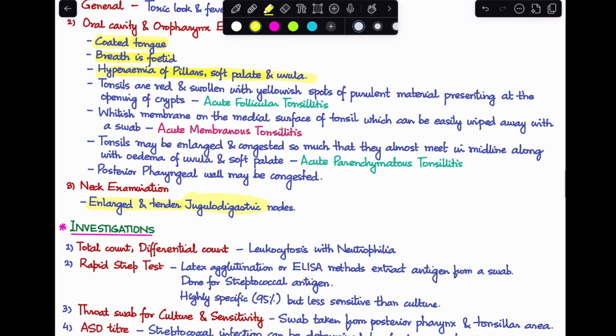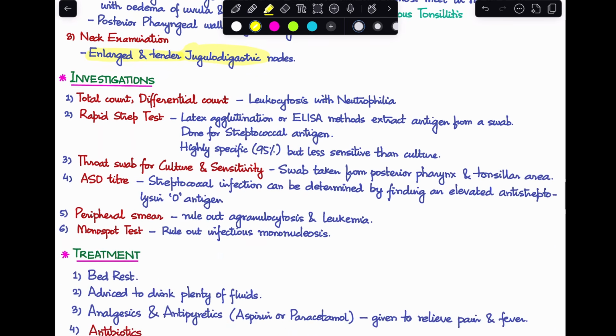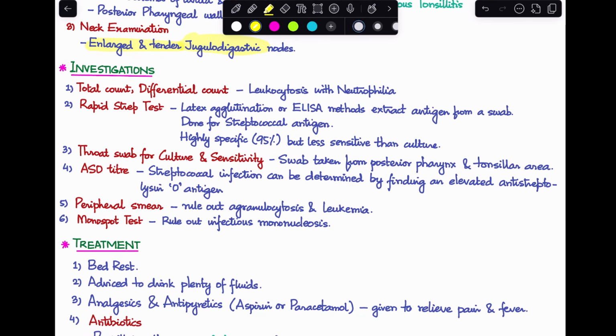Next, how do we investigate the case? Now, most of the time, you just make a clinical diagnosis of the patient and you treat the case. But let's talk about some specific investigations which you may need in some cases. So, when you do a complete blood count, you'll see that the patient will be having leukocytosis.